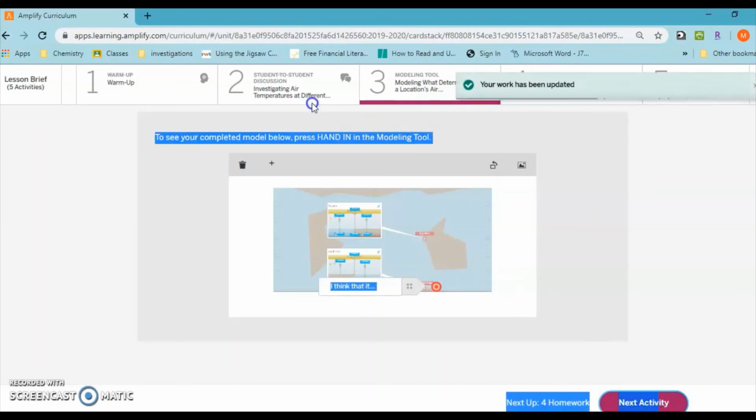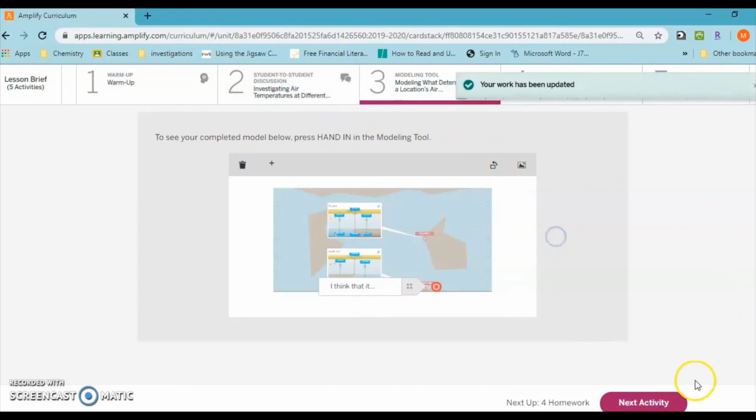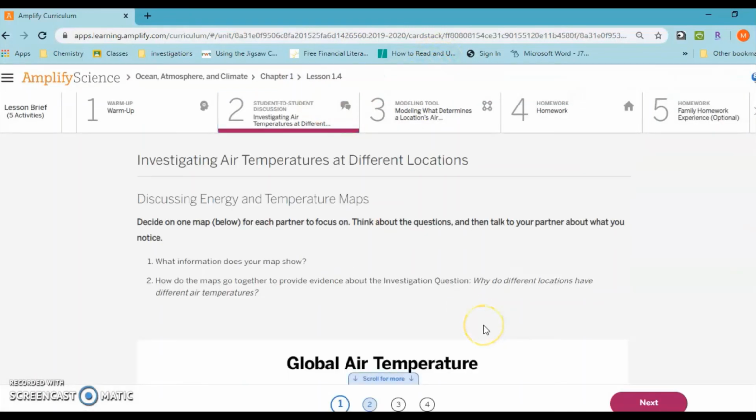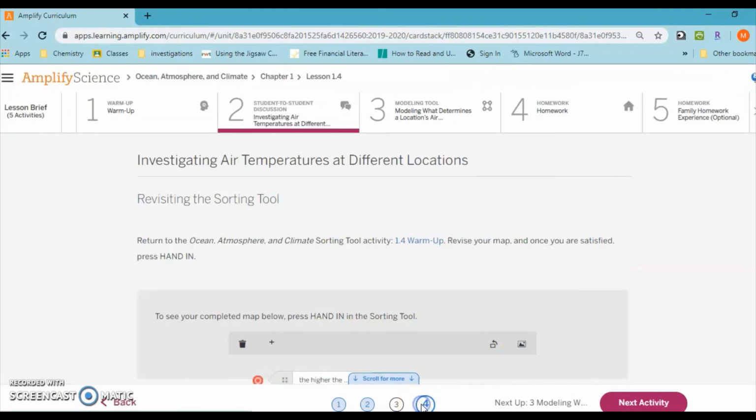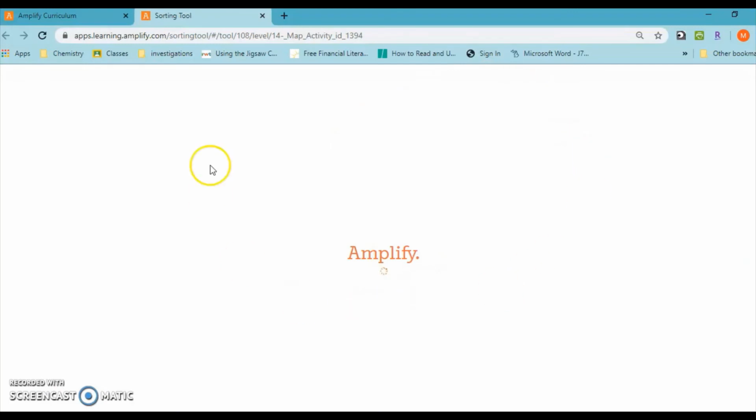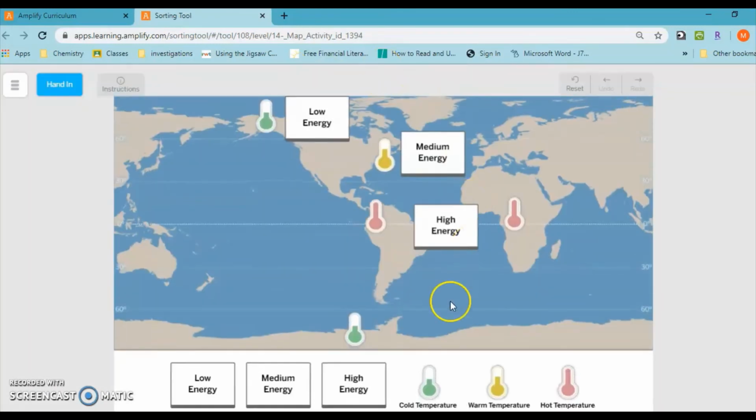Something I wanted to go back to in number 2. So I'm ready to move on to my homework. I just wanted to cover this really quickly. In number 2, if you look at number 4, if you hit where it says warm up, it will take you back to the first warm up. So you'll be able to edit it if you wanted to move any of these temperatures. I just wanted to cover that because I don't think I did.